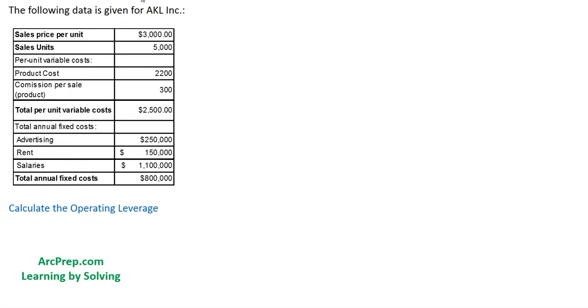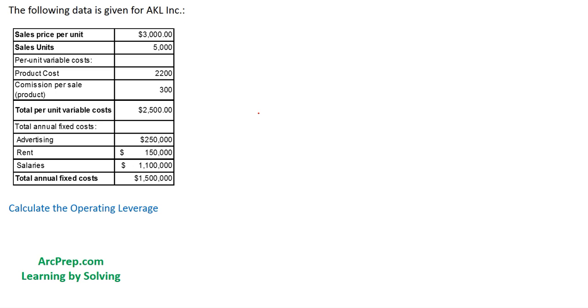Hi everybody, in this example we are going to calculate something called operating leverage. What we are going to do is show the mechanics of actually calculating the operating leverage and then try to understand what it exactly means. In the problem we are given that the sales price per unit is 3,000, we are selling 5,000 units, total variable cost per unit is 2,500, and my total fixed cost is $1.5 million.